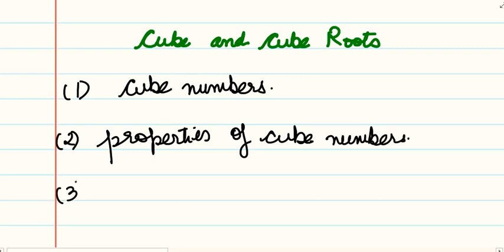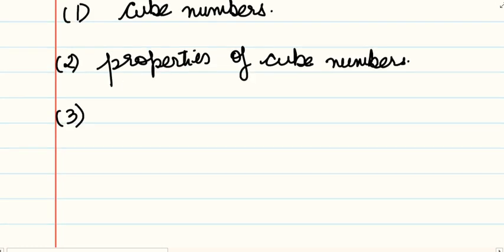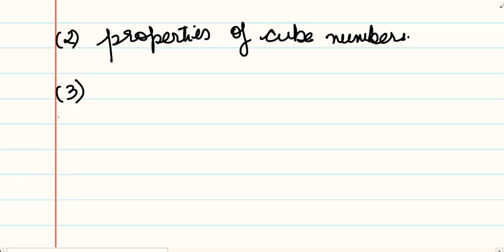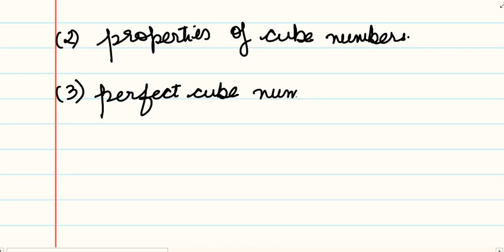Third thing, you should come to know about identifying what we mean by perfect cube numbers. What are the perfect cube numbers? As we have done in the case of squares, where perfect square numbers were also there, the same thing we will also have: perfect cube numbers.